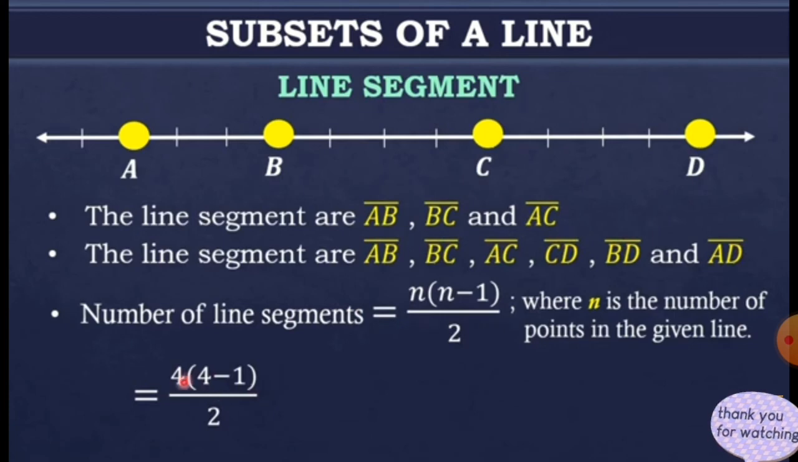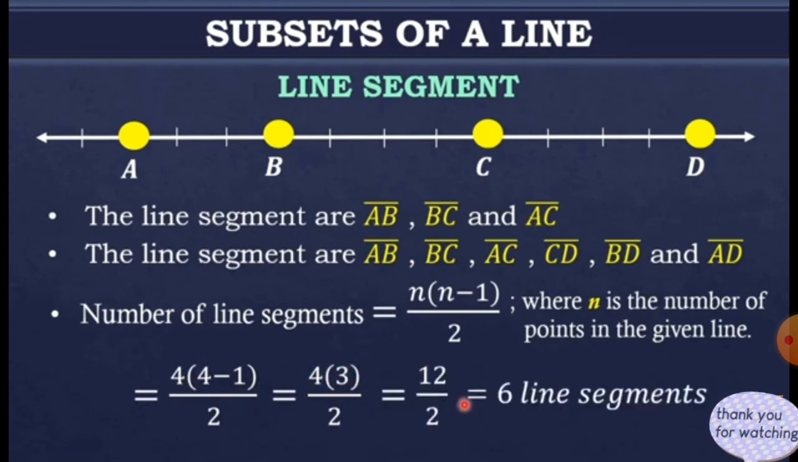So, let us solve. So, 4 times 3, this is 4 minus 1, that is 3. So, 4 times 3, that is 12. Divided by 2, we have 6 line segments. So, na-check natin 1, 2, 3, 4, 5, 6. So, we have 6 line segments. So, ibig sabihin, tama yung nakuha natin. Okay? So, ganun lang po.